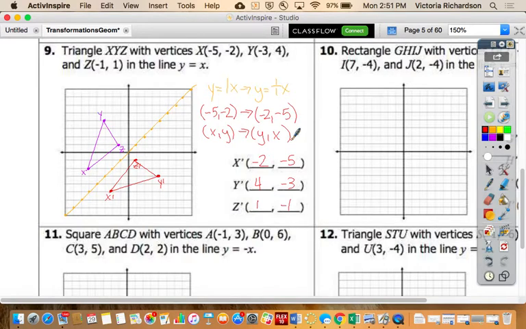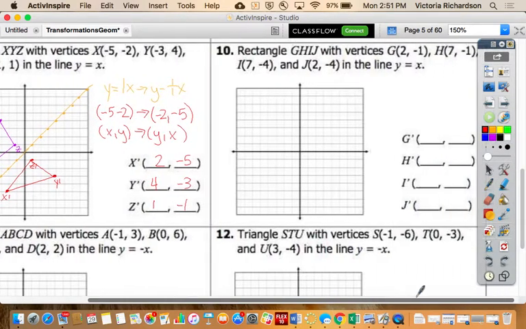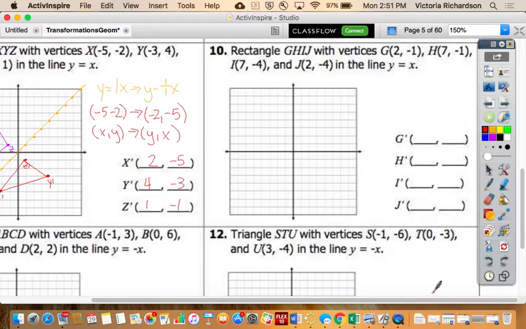Now I want you to try the rectangle. Remember the rule is switch your x's and y's. So if g is 2, -1, that means g prime is going to be -1, 2, because we're going to switch our x and y. And so if h is 7, -1, h prime is going to be -1, 7.